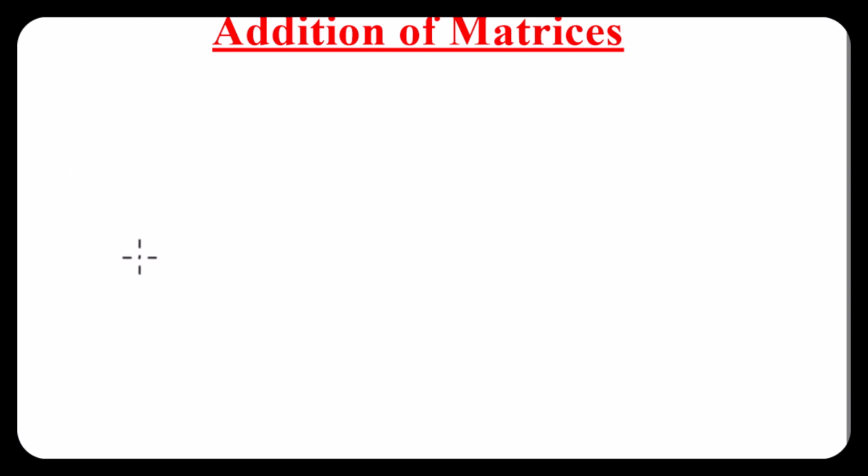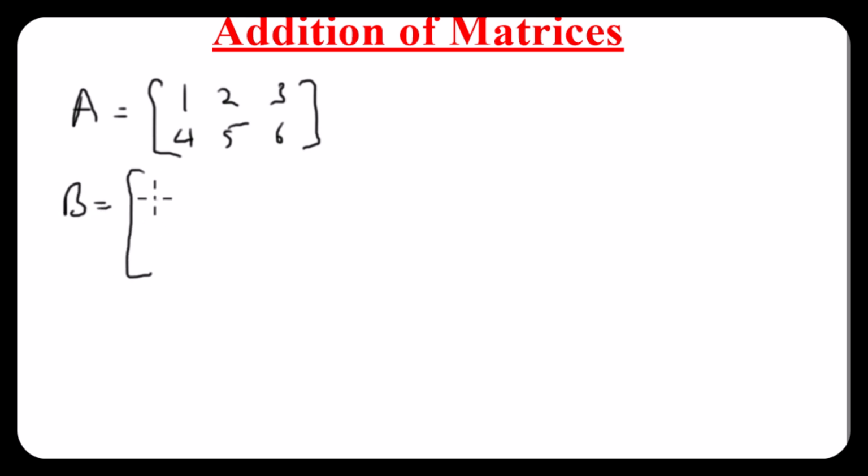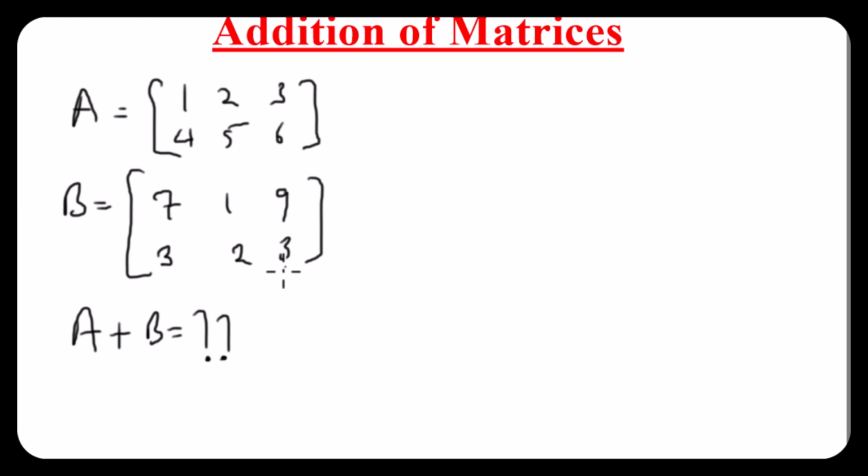So let's look at an example of how to actually add matrices that are of the same order. Let's say we have matrix A to be 1, 2, 3, 4, 5, 6, and then we have matrix B to be 7, 1, 9, 3, 2, 3. Now, can we find A plus B? Are they compatible? Are they addable? Definitely they are, because they have equal orders. Matrix A has an order of 2 by 3, while matrix B has 2 by 3 also. So definitely we can add A plus B.